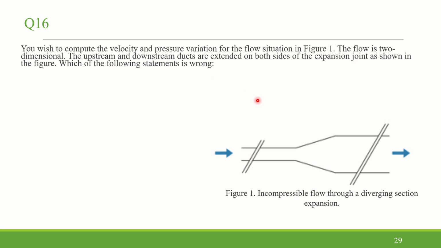So what do we have here? We have that you wish to solve the velocity and pressure variation for the flow situation in figure 1. So this is figure 1, and the flow is two-dimensional.